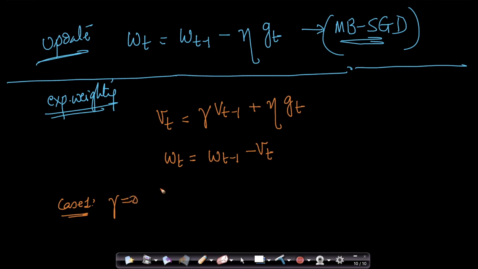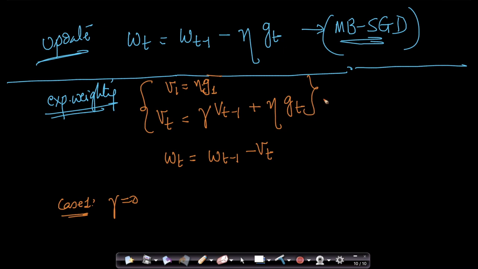Okay, if my gamma equals 0. Again, I'm defining, so let me just write it. Let me define my V1, because this is at time t. You have to define V1 somewhere. At the first iteration, what is your V value? The first iteration, your V value is just this: G1. Gradient in the first iteration, eta times the gradient at the first iteration. This is how I define this.